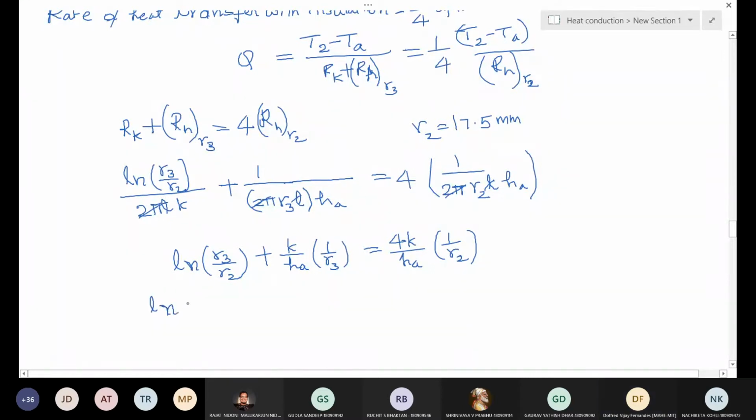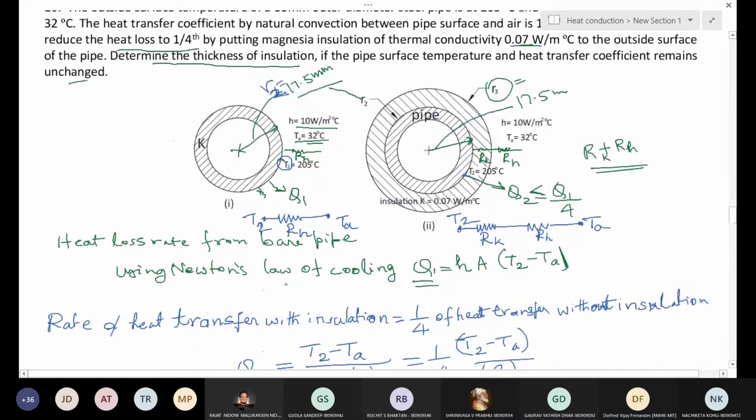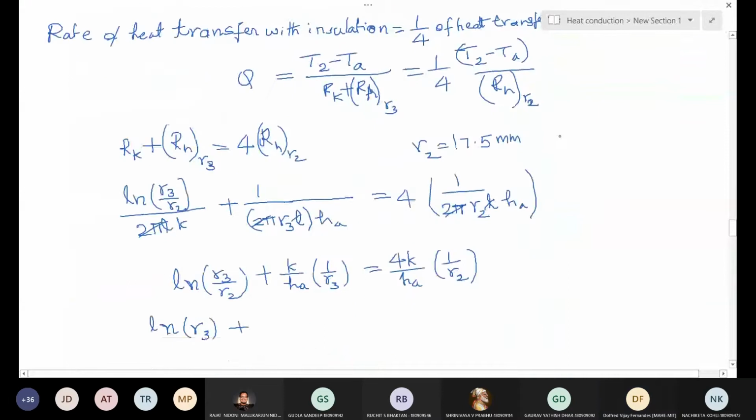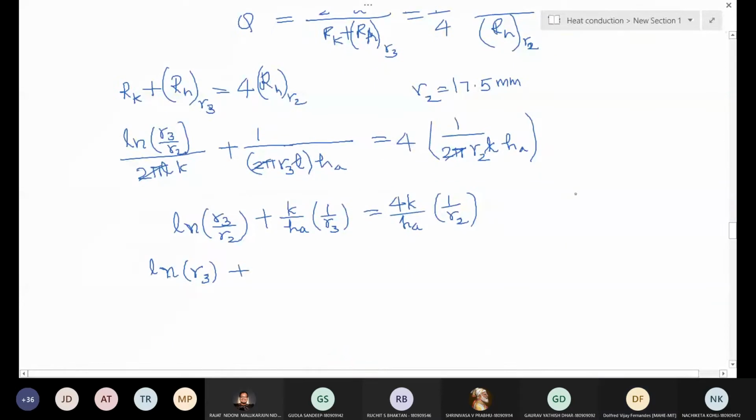ln R3 over R2 can be written as ln R3 minus ln R2. So I will take it to the right hand side. Plus, what is K? Thermal conductivity 0.07, and H is 10. So K by H will be 0.007.